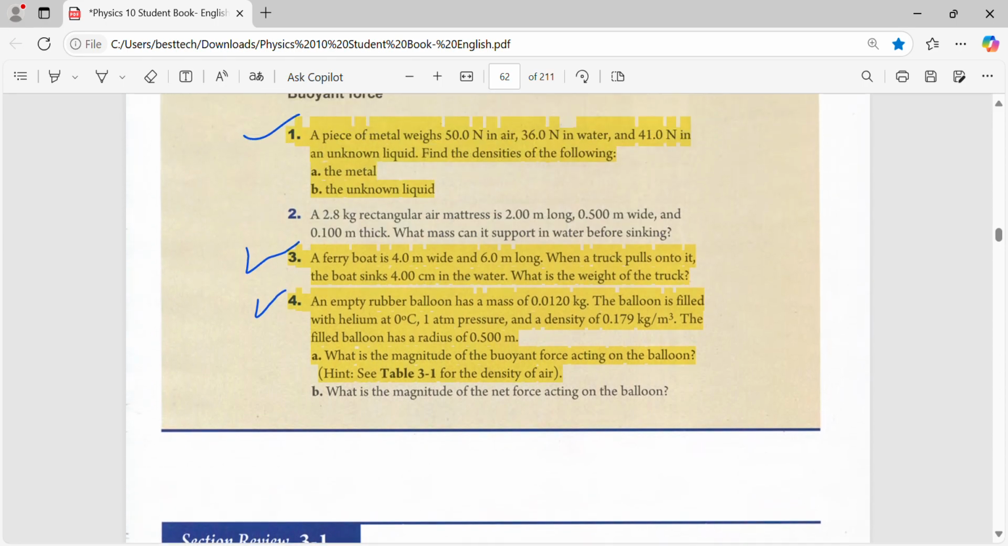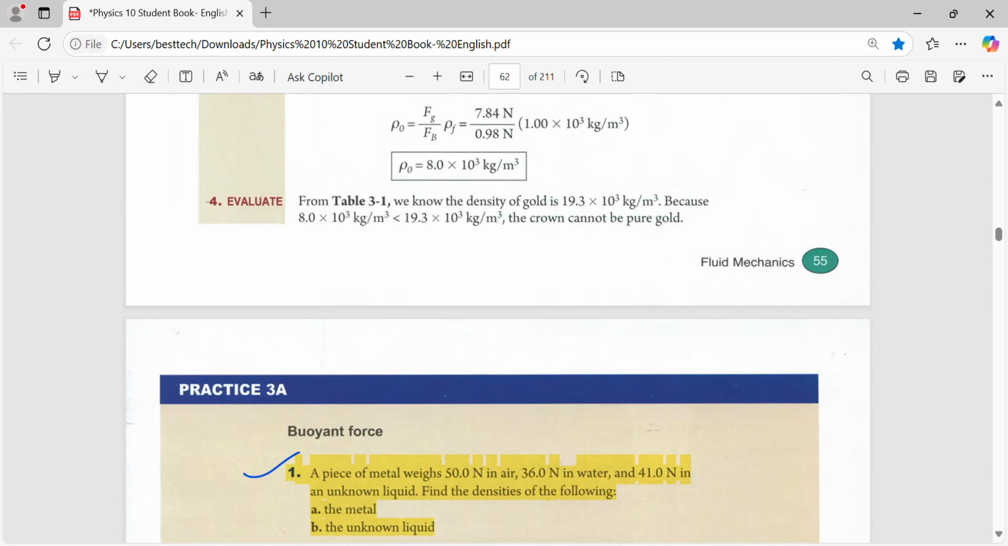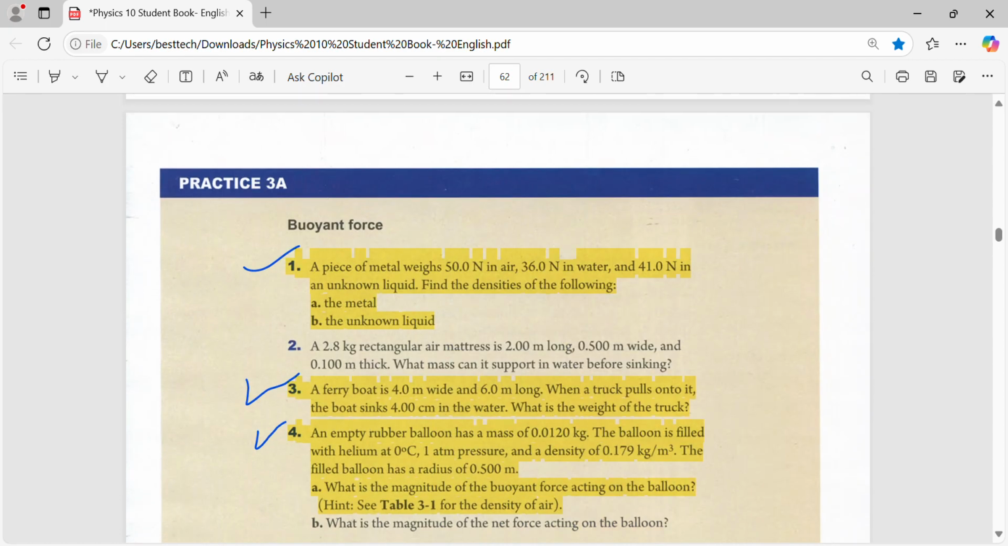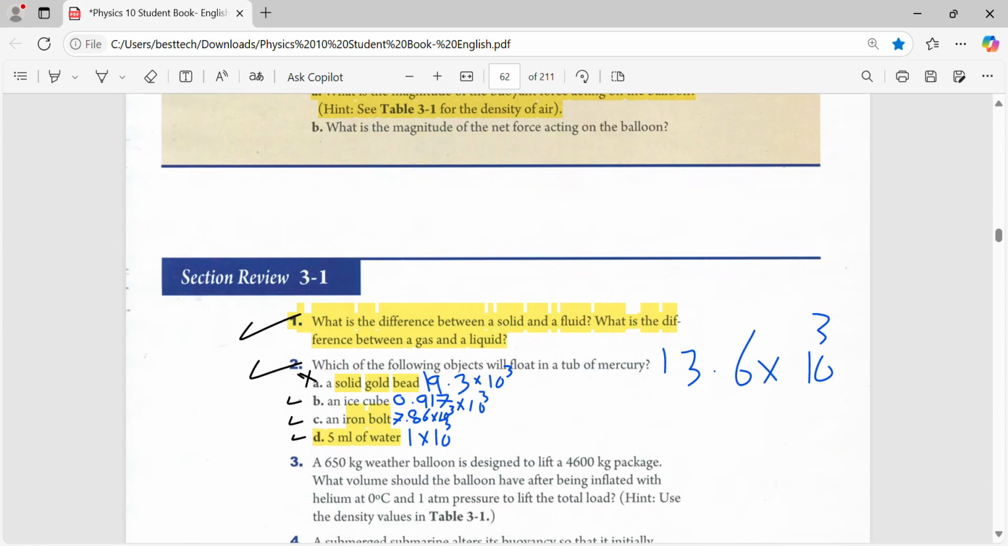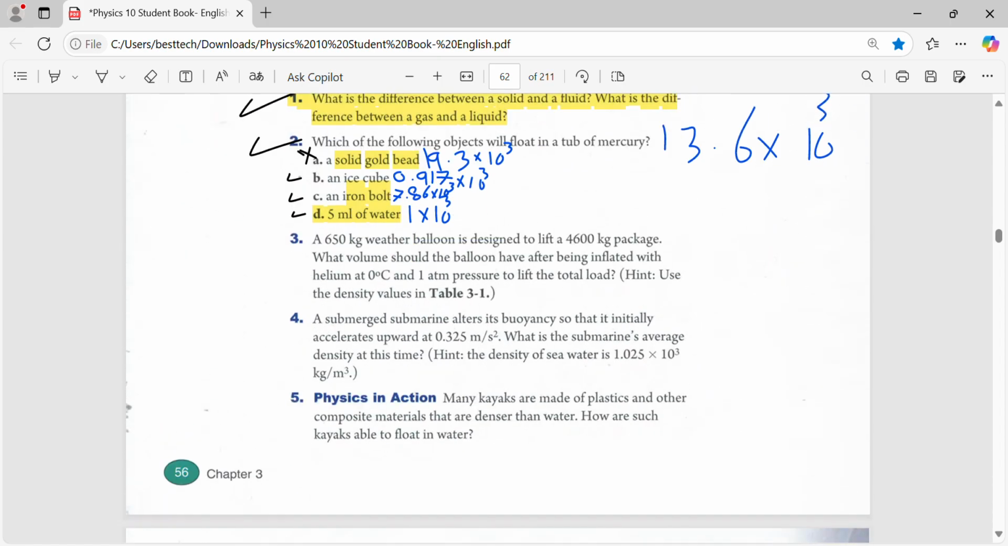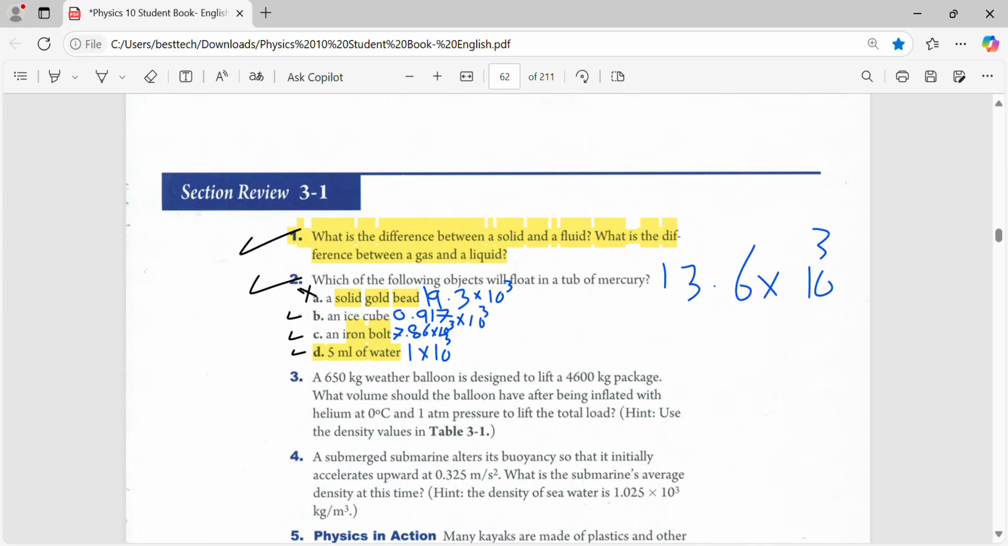Dear students, in the previous lesson we studied all of the examples about this page. We studied the examples about the buoyant force, question 1, question 2, we did all. Now we have some examples left, page 56, about the section review. Guys, if you can't solve those examples by yourself, if there is any question, you can inform me.